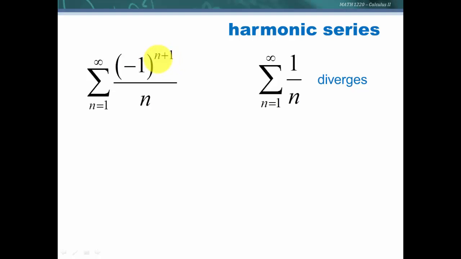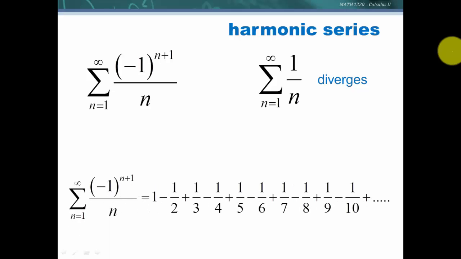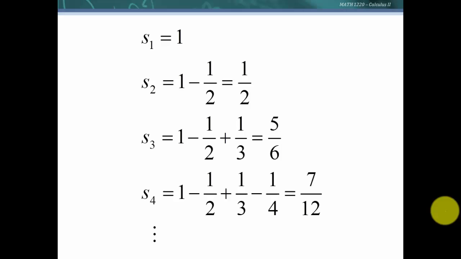we used n equal 1, we'd get -1 to an even power, which is positive, and then each successive term will alternate signs because the odd powers will be negative, the even powers will be positive. So it looks like this, and it looks like our harmonic series but with alternating signs here. So the question is, does this one diverge as well, or does this one converge?